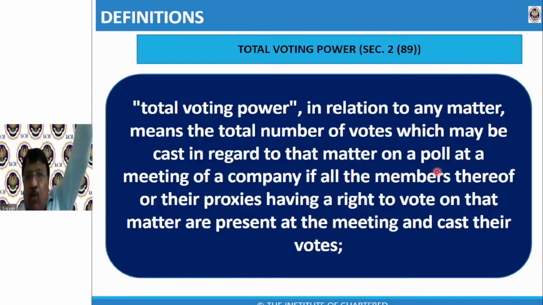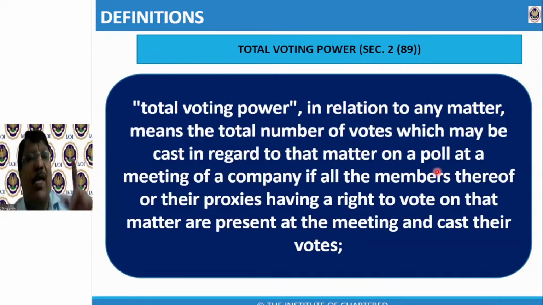A show of hands is one member, one vote. All those in favor, raise your hands. Show of hands, one member, one vote, physically. But once a show of hands is not accepted and somebody wants a poll, then please remember: on a poll, one share, one vote. If there is differential voting rights, then proportionately. Suppose there is a share which has only half a vote, then one share, half a vote. But if it is a normal share, then one share, one vote. Got it?